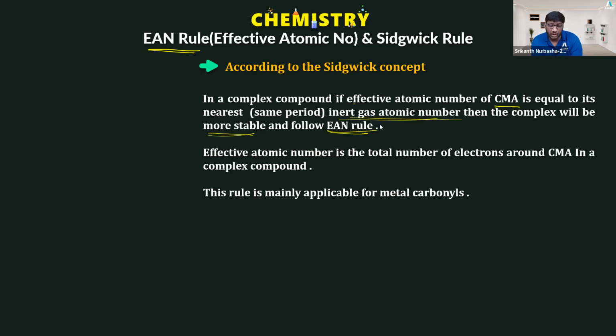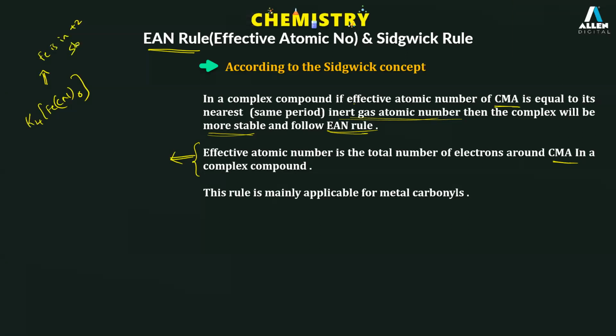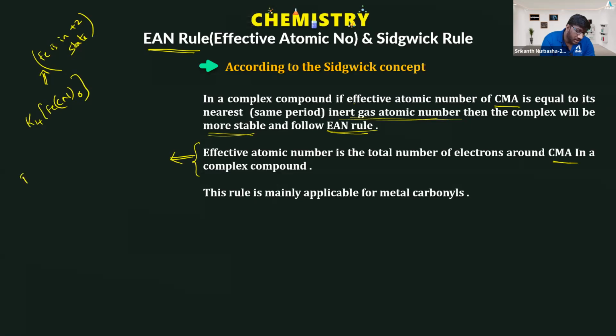Effective atomic number is the total number of electrons around the central metal atom in a complex compound. How can this be understood? Like we have a complex, students, like K4[Fe(CN)6]. Just for example, we have taken that complex. Here, what is the oxidation state of iron? Iron is in +2 state. Very good. If we have just iron, if we have just Fe, how many electrons should be present?